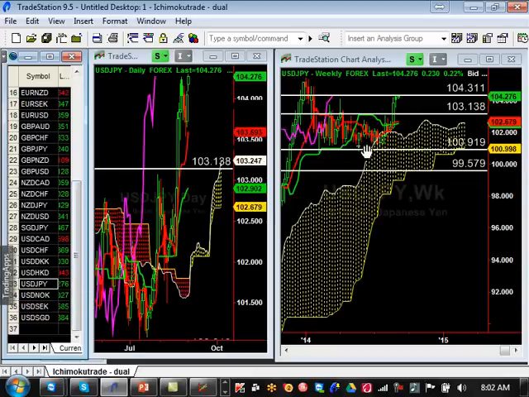US Yen here, basically bullish trending here, gone for a major pullback, held the whole 191 level, and looks like it's going to retest the high. Probably needs a short-term pullback.